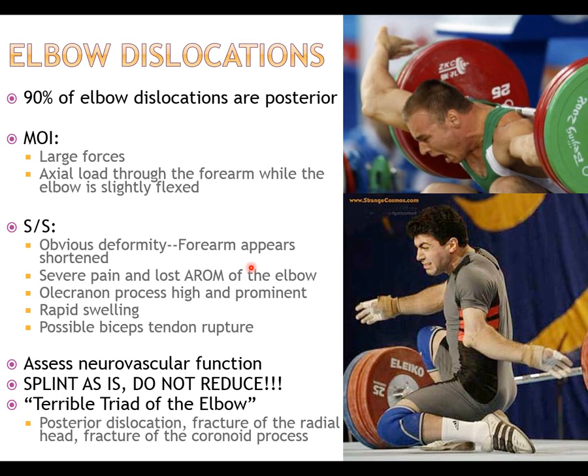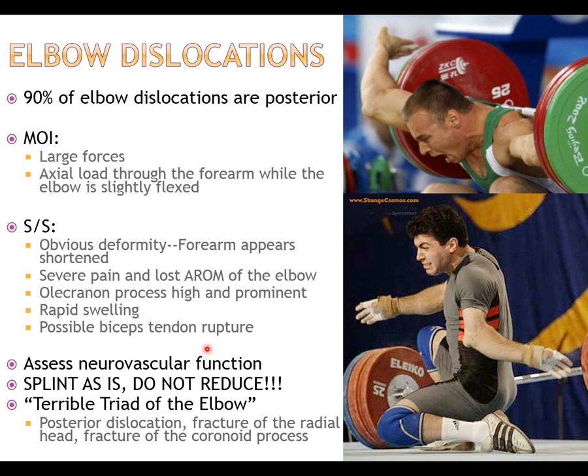When you look at it, the olecranon is going to be very high and prominent posteriorly. It's going to be sticking out, so you can see that the olecranon does stick out. It is very obvious. You get this big bulge on the posterior elbow. Rapid swelling, and you have to be careful of a possible bicep tendon rupture, which I'll talk about in a second when we look at different pictures.